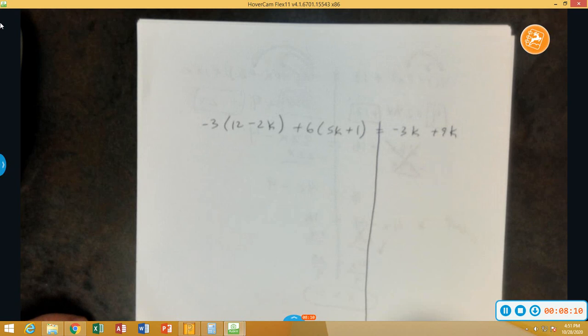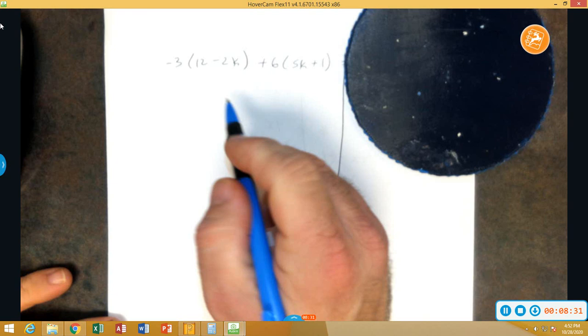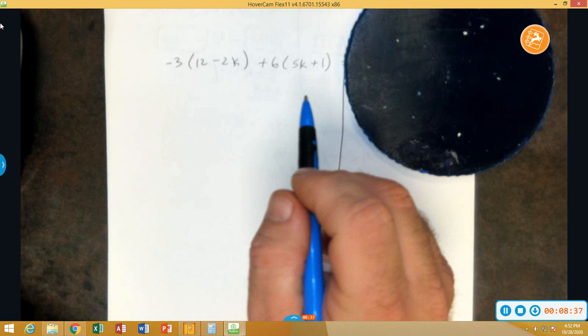Okay, so we're going to follow our rules again. The first thing we're going to do is simplify each side of the equation. First, we're going to use the distributive property, and secondly, combine like terms. Okay, so I'm going to put my little thing over that, so I'm ignoring that side. We've got two distributive properties here, but when you have more than one of the same thing, we usually start from left and work our way right.